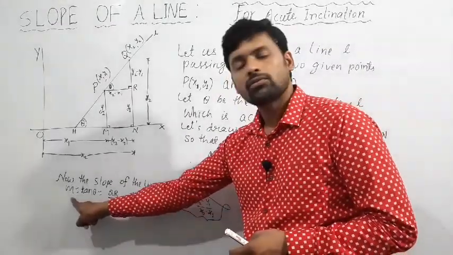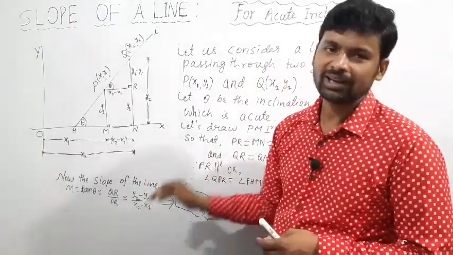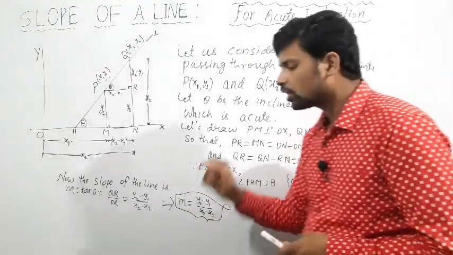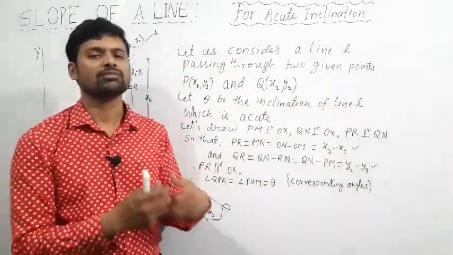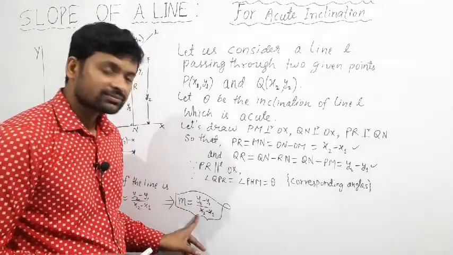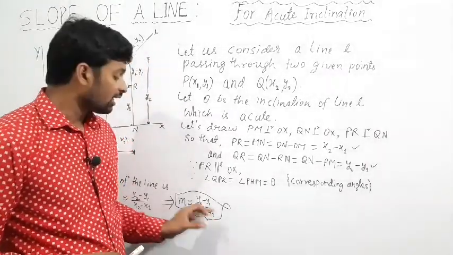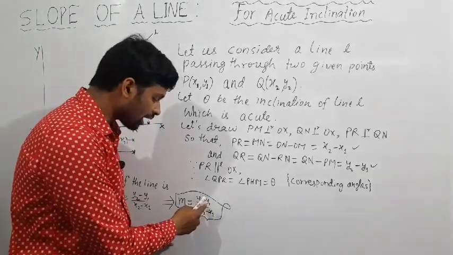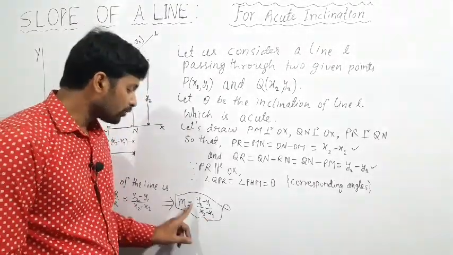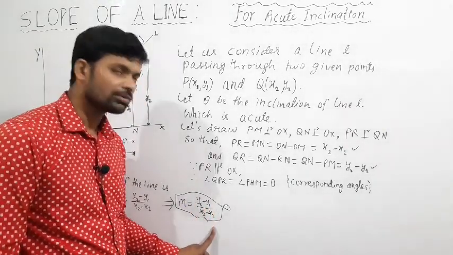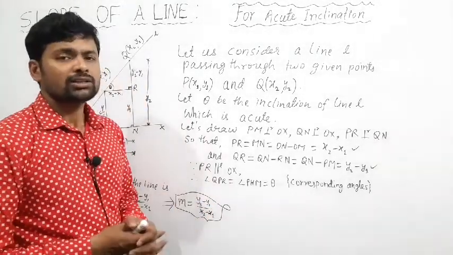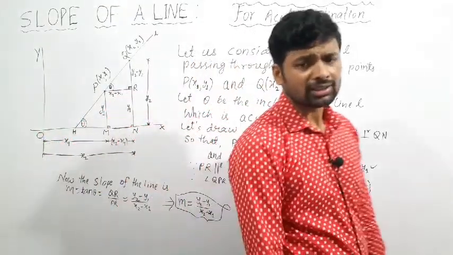So the slope of the line, that is M, is equal to y2 minus y1 by x2 minus x1. You may call it the slope of a line passing through two points x1 y1 and x2 y2, defined as M equal to the difference between y coordinates divided by the difference between x coordinates, taken in the same order. If we are subtracting y1 from y2 in the numerator, then we have to subtract x1 from x2 in the denominator. You can also use y1 minus y2 by x1 minus x2 to obtain the slope of a line. I think now it is clear.